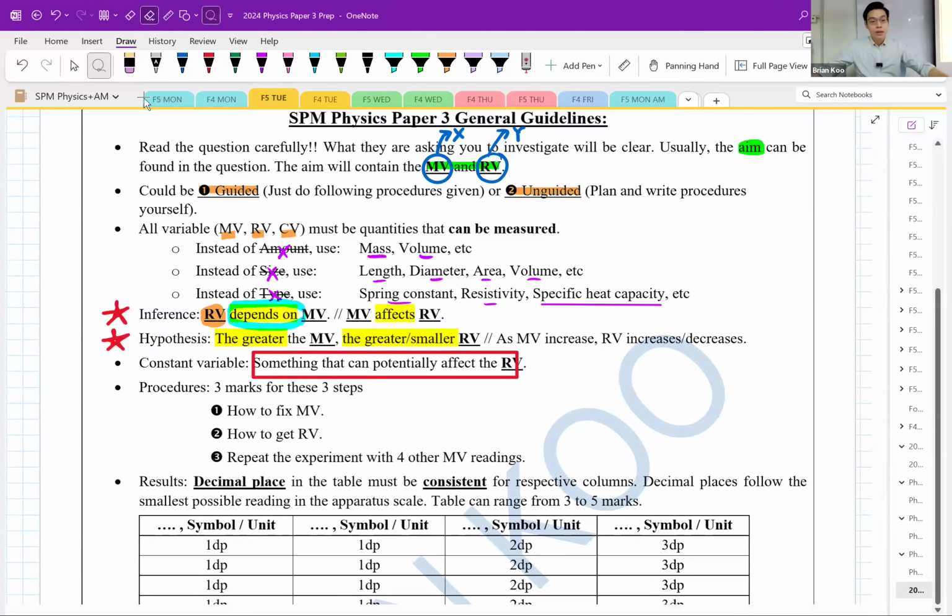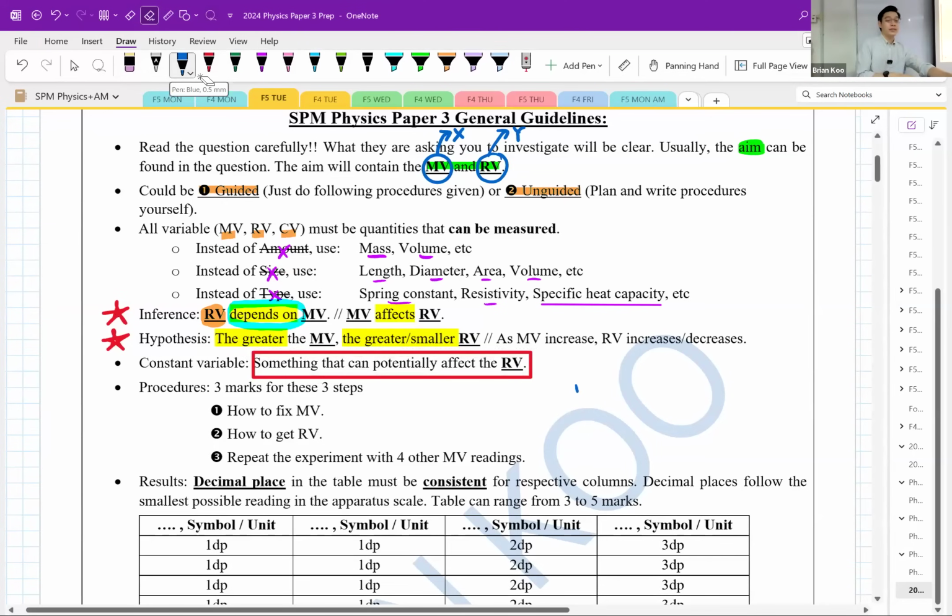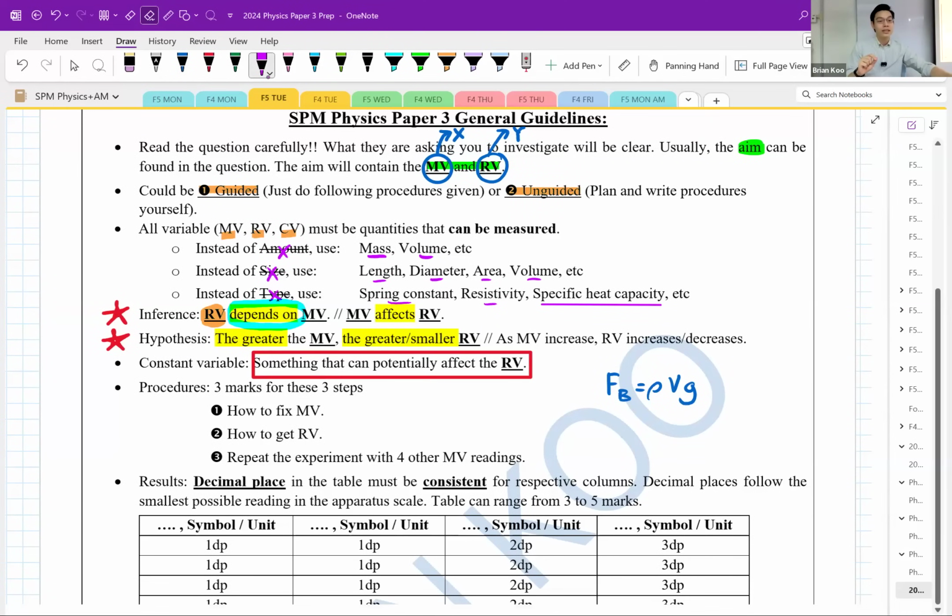Students will ask, can I write this? Can I write that? Well, some marking schemes will have multiple answers for constant variable. Some marking schemes will only accept one, right? So now we talk about buoyant force. You think a bit about the one directly affecting buoyant force. The best answer that affects your RV is density of the liquid. So density of water. That would be the best answer, if you ask me, because it's right there in the formula.